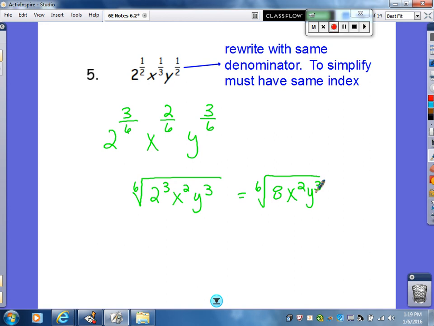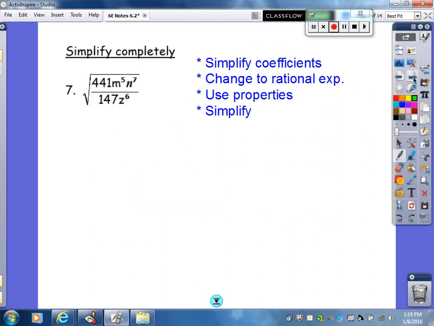All right, let's put all of this together. This is where we're going from. All right, here again, write down my steps. So first thing I want to do is look at my coefficients, my numbers. Simplify the coefficients. Then I'm going to change everything to rational exponents. Then I'm going to use the properties and simplify. So those are my 4 steps. I'm going to go through each one of these.